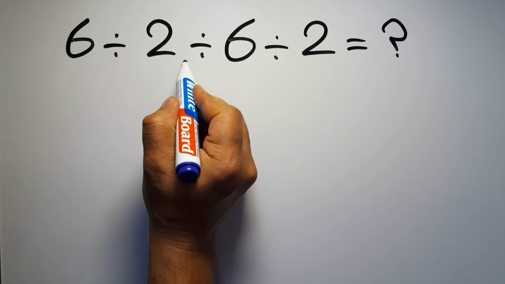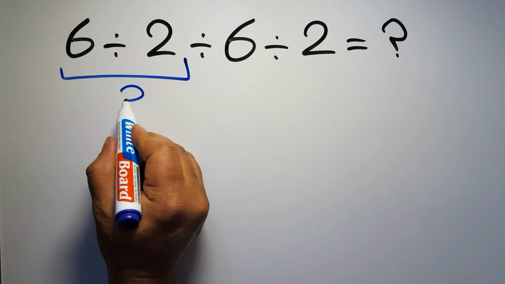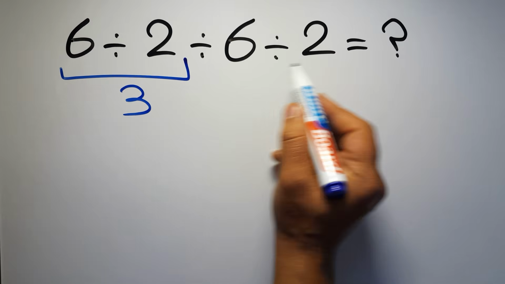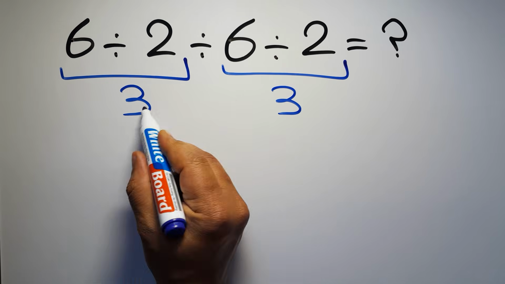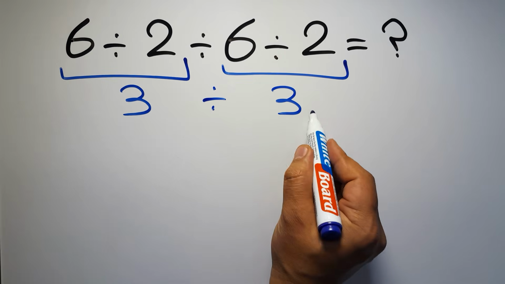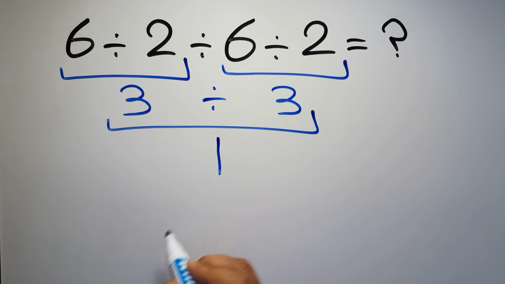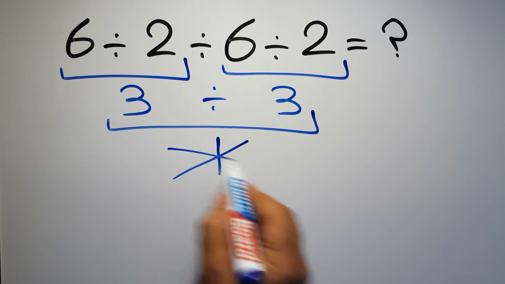6 divided by 2 equals 3. And again here we have 6 divided by 2. So 3 divided by 3 is just 1. But this answer is not correct.